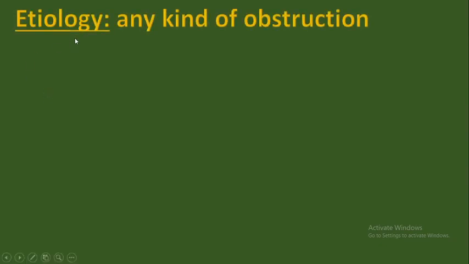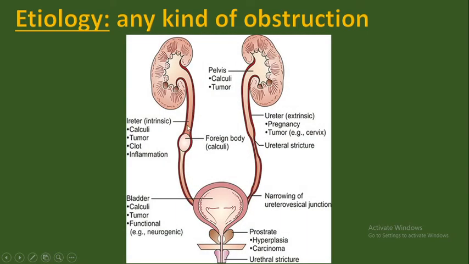So what's the etiology of hydronephrosis? Etiology is any kind of obstruction. Obstruction can be here, here, or here, at any level: in the ureter, at the kidney, at the urinary bladder, at the level of the prostate or the urethra.